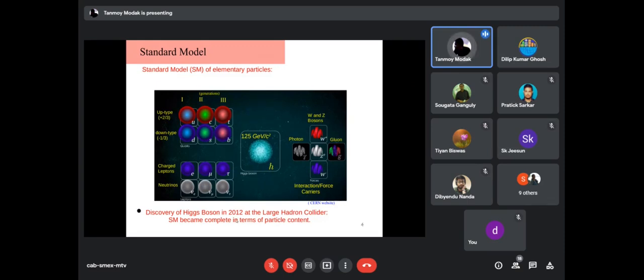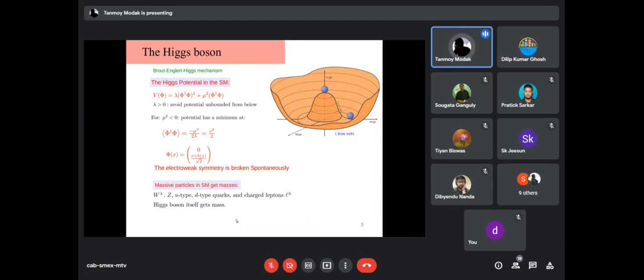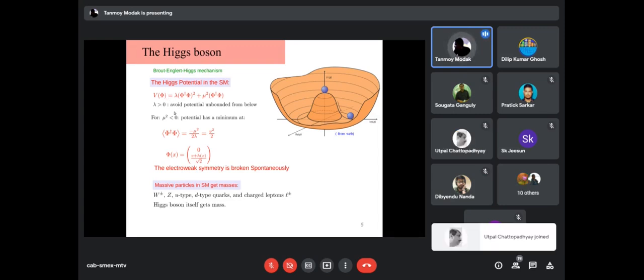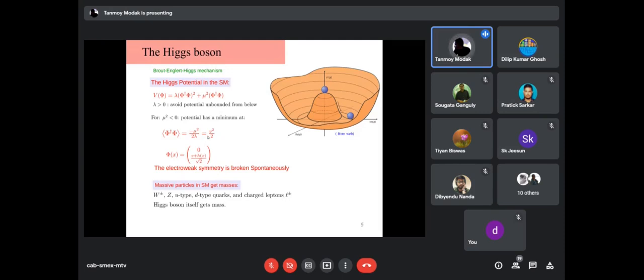And this discovery was very important, partly because the Higgs boson gives mass to the massive particles in the standard model via a mechanism called the Higgs mechanism. And what it is, you have this Higgs potential where phi is the Higgs field. And this potential develops a minimum if lambda is greater than 0 and mu squared is less than 0. So it has a minimum around this value, where v is the vacuum expectation value of this Higgs field. Once this Higgs field acquires this value, then electroweak symmetry is spontaneously broken, and the massive particles in the standard model like W, Z bosons, and up-type and down-type quarks and charged leptons get masses, and the Higgs boson itself gets mass.